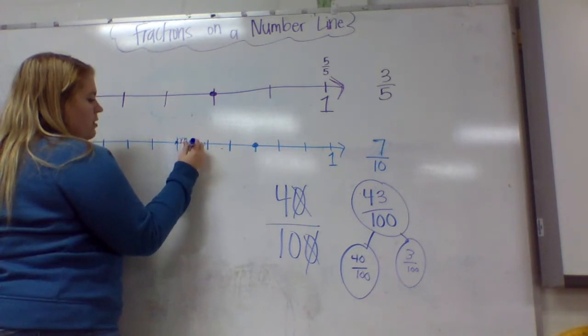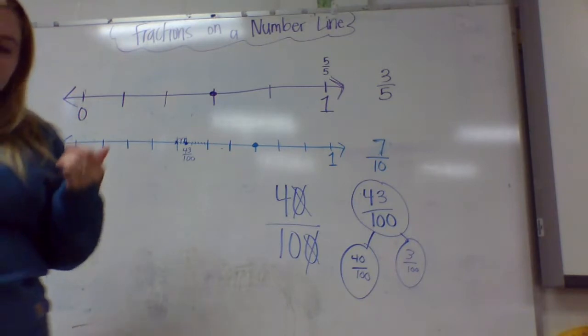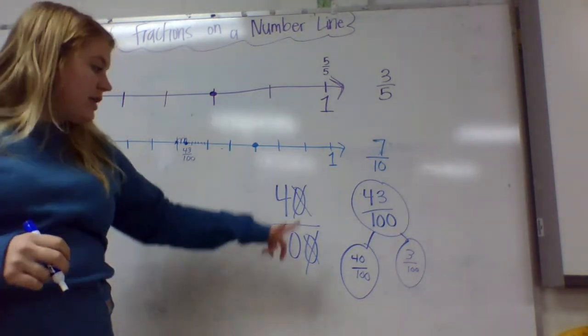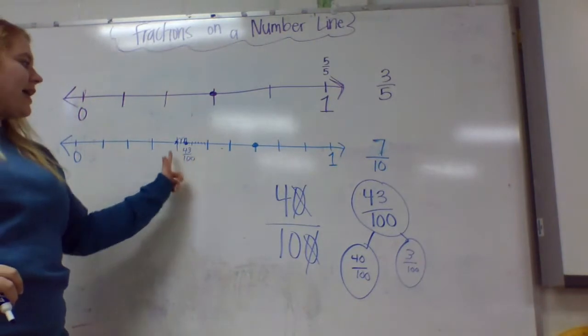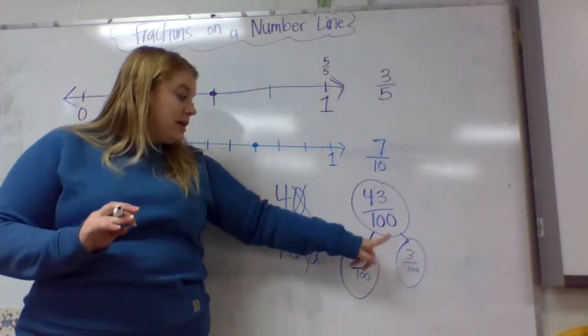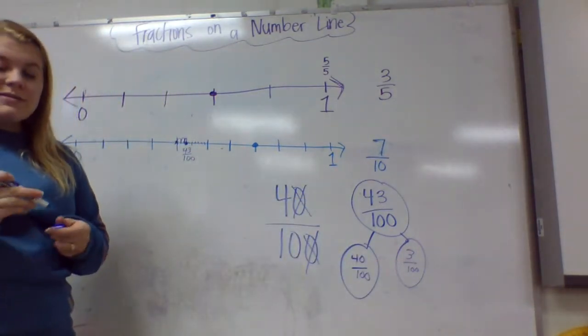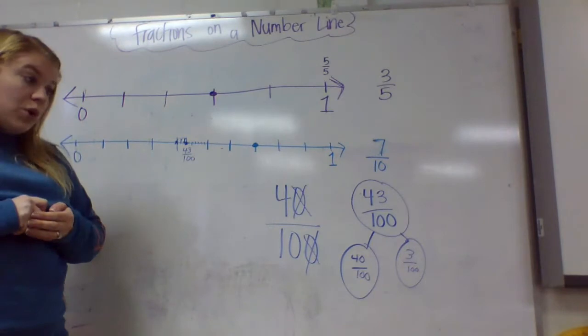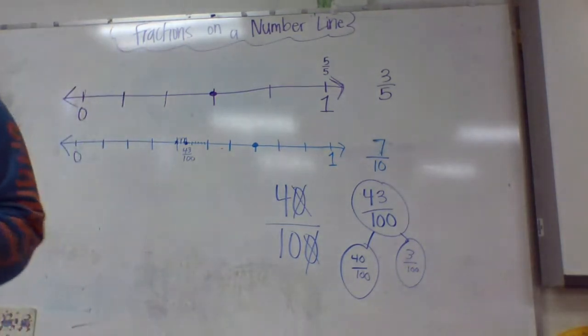So 43 hundredths would be right there. I found my tenths. I found that 40 hundredths is the same as 4 tenths. Then I just had to break between my 4 tenths and my 5 tenths down to get my 3 hundredths to make 43 hundredths. So that's how you work with them if you're working with proper fractions.